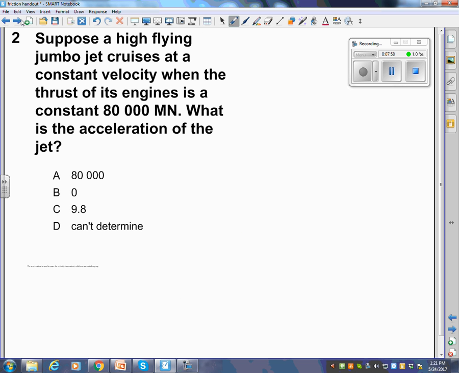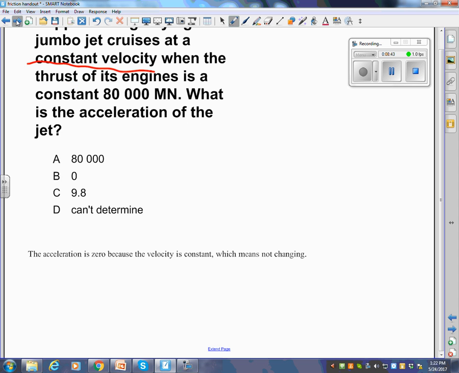Suppose a high-flying jumbo jet cruises at a constant velocity when the thrust of its engines is a constant 80,000 mN. What do you think mN stands for? Micronewtons? Micro means small. Meganewtons. Mega means millions. What is the acceleration of the jet? Do I need the mass of the jet? 0. Why 0, Leo? It's right there. Constant velocity. Is reading important in these questions? Yes, absolutely. When in doubt, read the question one more time.